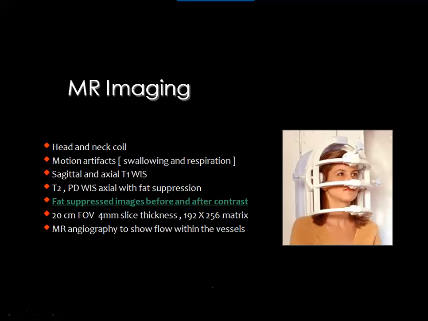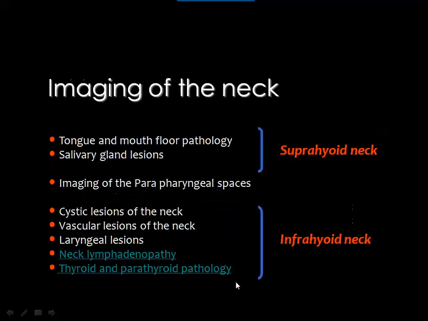Considering the MR imaging, we use the dedicated surface coil, and we follow the protocol having T1 and T2 weighted images, and also we may have coronal and sagittal planes. It's important to remember that whenever we are going to inject contrast media, we need to have fat suppressed images before and after injection of contrast.